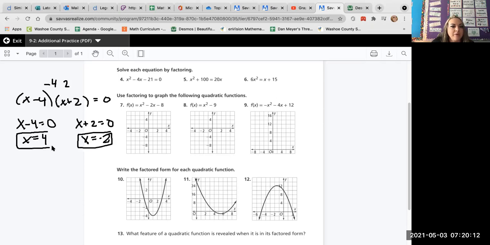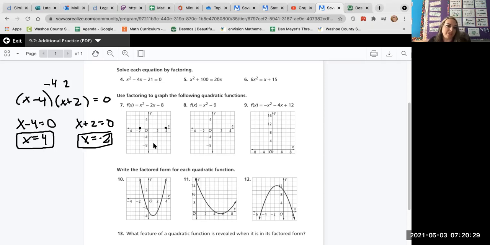So this is another reason why we're seeing that what's written inside the parentheses is actually the opposite x value on the graph. And here's the mathematics behind it to prove it. So we have an x-intercept of +4 and an x-intercept of -2.